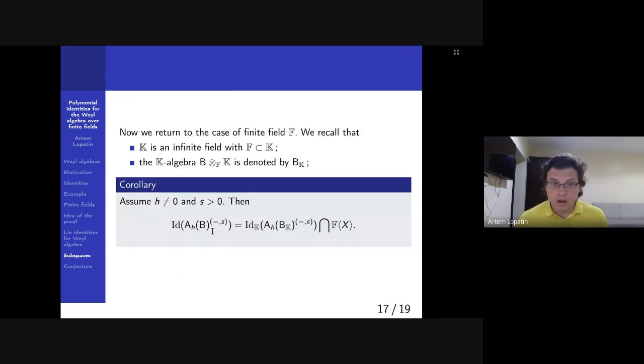Okay. And so now we can apply our results and consider what we can say about identities of these subspaces of the Weyl algebra, of the parametric Weyl algebra. And so we got this result. We immediately got, essentially speaking, that this result means that we can make a reduction to the case of infinite field F. And in the case of a finite field, we get the same as in the case of an infinite field F.